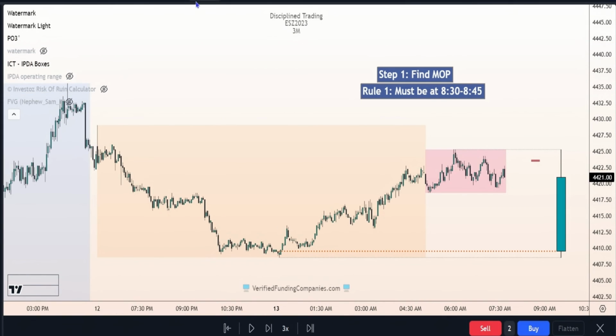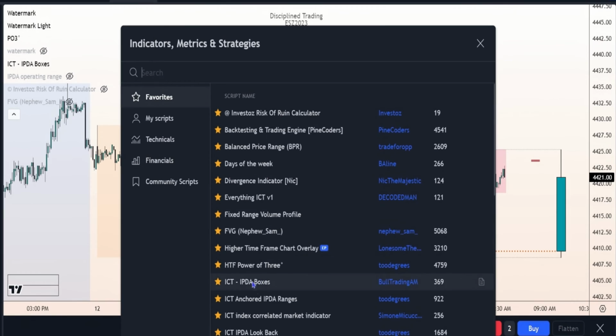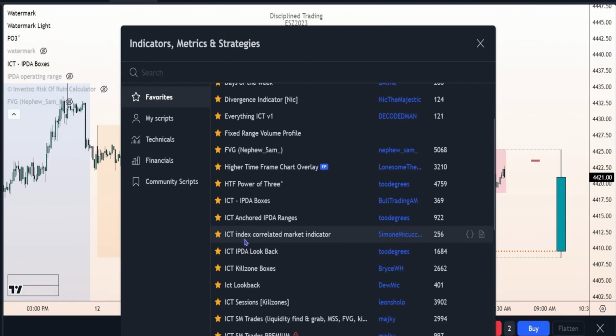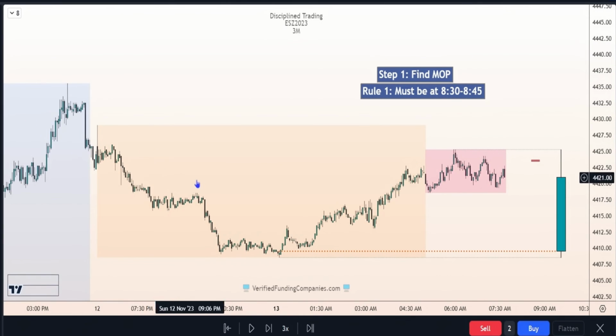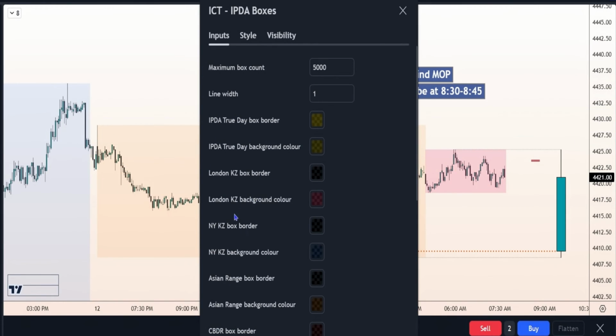Now the second one is going to be ICT IPTA boxes by Bold Trading AM. Now, I really suggest you use these indicators, especially this last one. This last one is super important. So now we're going to pull the settings on it.